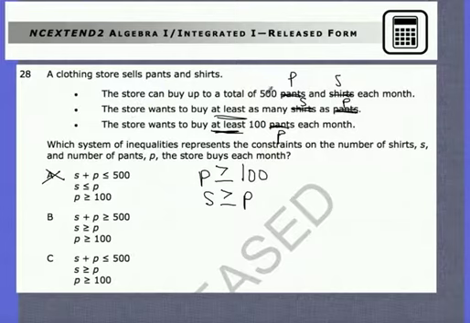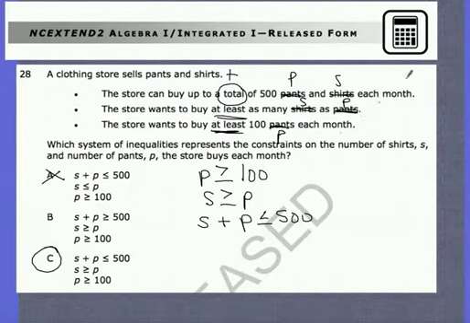And then the store can buy up to a total of 500 pants and shirts each month. So a total means that I'm going to be adding. So I'm going to be adding my shirts plus my pants, and it has to be up to 500. So I know that 500 is going to go here. Now because it says up to, that means that 500 is going to be the cap for that. So that's going to be the absolute biggest that it possibly could be, which means this part is going to have to be less than or equal to 500. So my answer would be C.